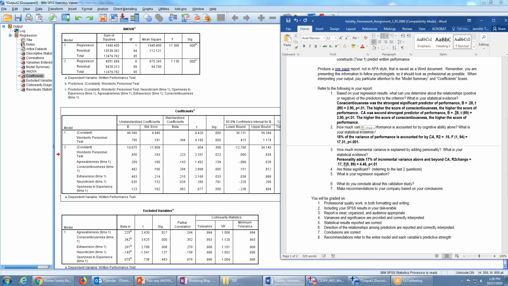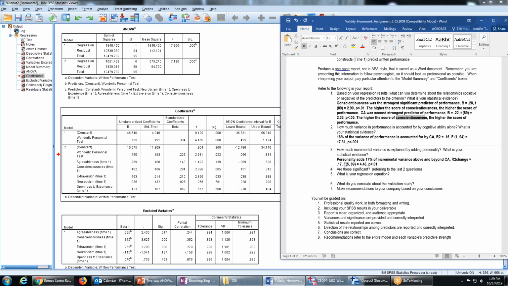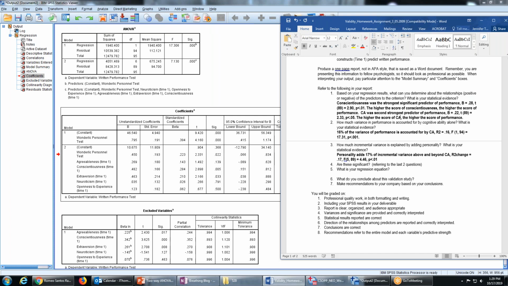And my B for that is 0.22. So I'm going to change that. My degrees of freedom is the same, but the T value is 2.33. So I'm going to change that there. And this is not as significant, so I'm going to change this to a 5. The higher score of cognitive ability, and you guys are going to write this out, I'm just abbreviating here, the higher the score of performance.